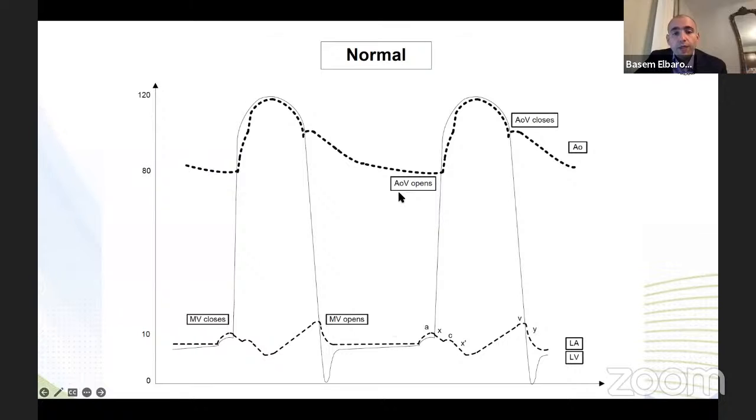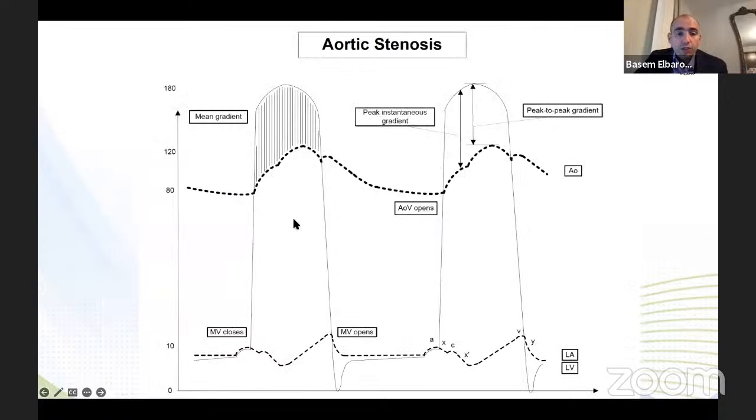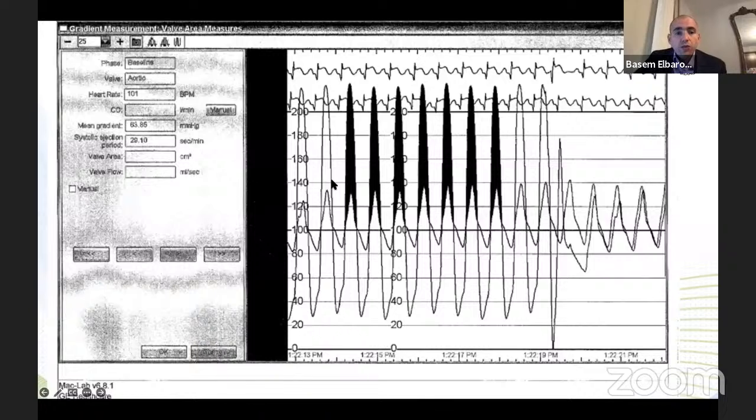In aortic stenosis, because there's a severe narrowing, the pressure inside the left ventricle has to go much higher to be able to get blood into the circulation. So instead of the left ventricular and aortic pressures being close to each other, there's a big gradient. There's this area under the curve between the left ventricle and the aorta. All right, and this is what it would look like on the cath.